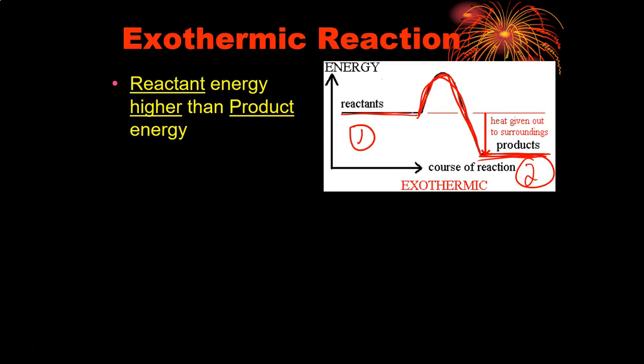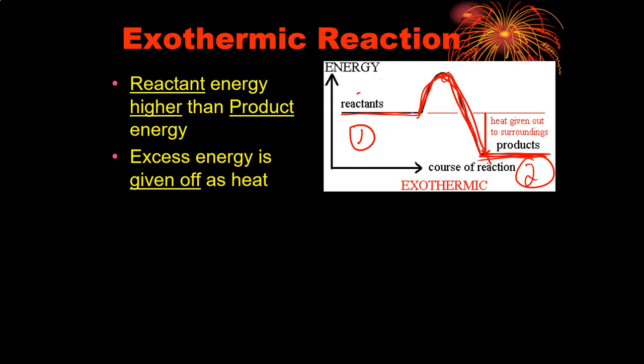Anytime our reactants have more energy than our products, so the reactants are higher up than our products are, like in this case here, we would go ahead and call that an exothermic reaction. And all that means is that we're giving off energy in the form of heat. So we're releasing energy as we go from reactants to products. So the reactants mix together, they react together, the reaction occurs, and as they become products, we're shedding off that energy. We're giving it out to our surroundings.